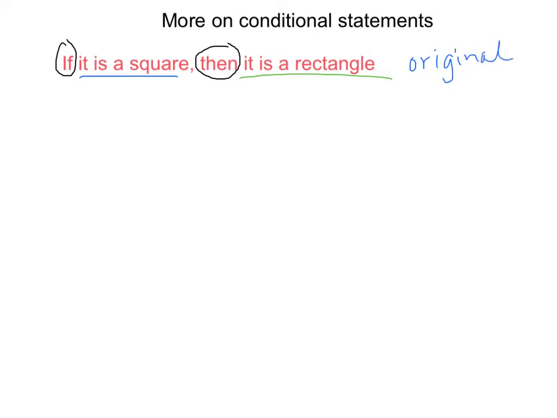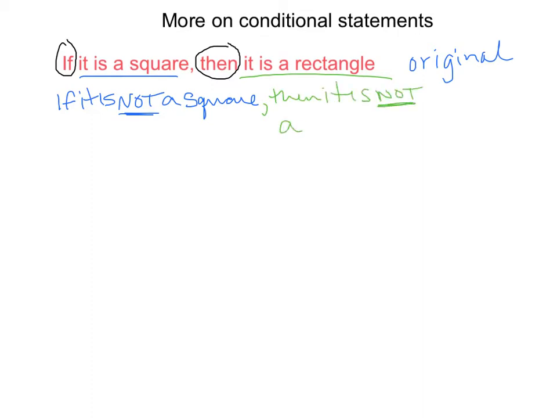We could also negate each of these. So we could say, if it is not a square, then it is not a rectangle. Okay, so that statement we're going to call the inverse. So this is the inverse when we negate them. The inverse is not always true, right? If it's not a square, then it is not a rectangle.